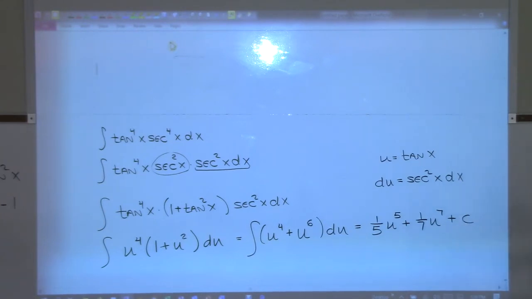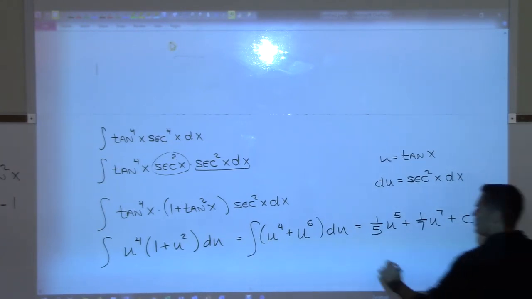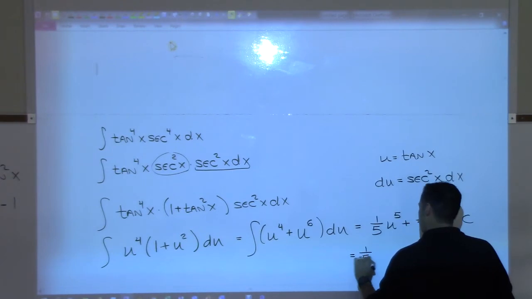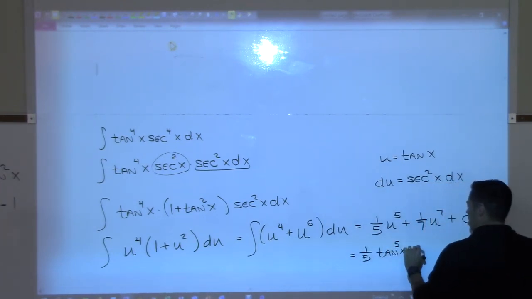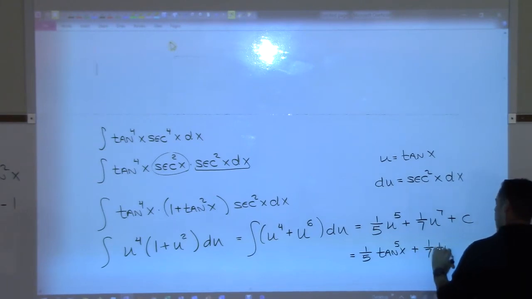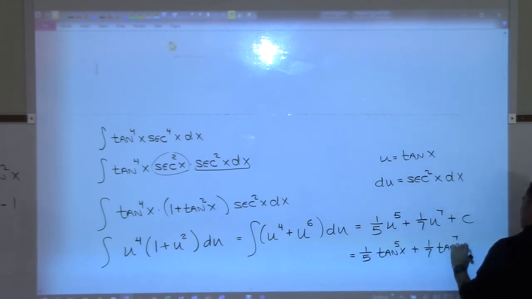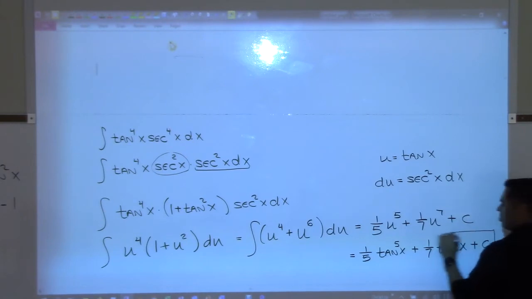Then we replace all our u's, okay? So u gets replaced with tangent. Tangent to the fifth x plus 1/7 tangent to the seventh x plus c. That should be it right there.